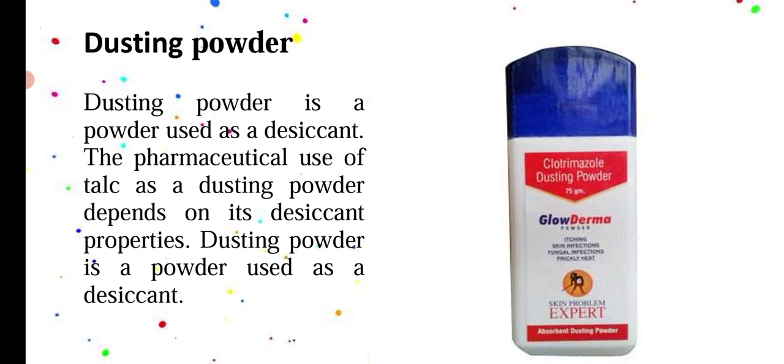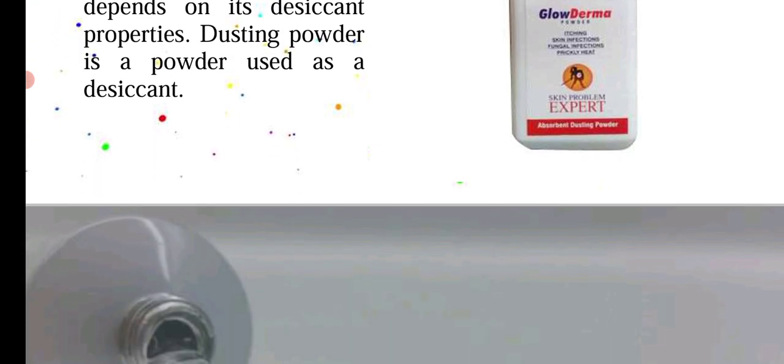Next is dusting powder. Dusting powder is a powder used as a desiccant. The pharmaceutical use of talc as a dusting powder depends on its desiccant properties. Dusting powder is a powder used as desiccant.